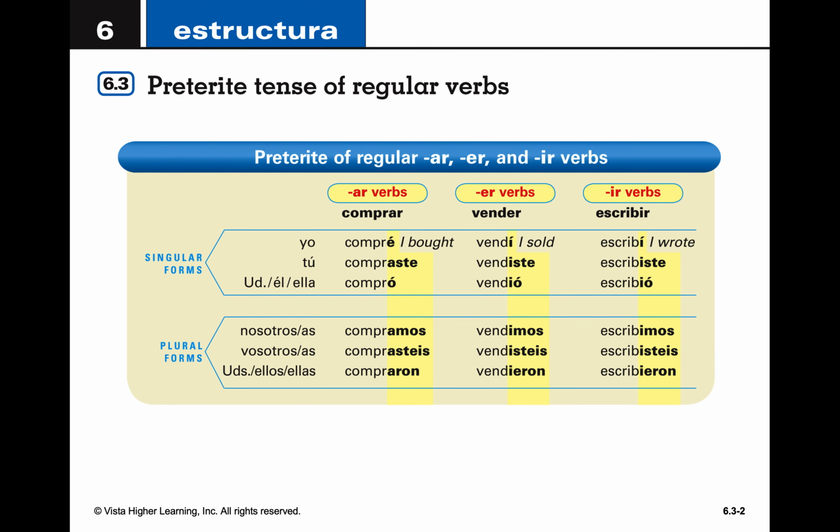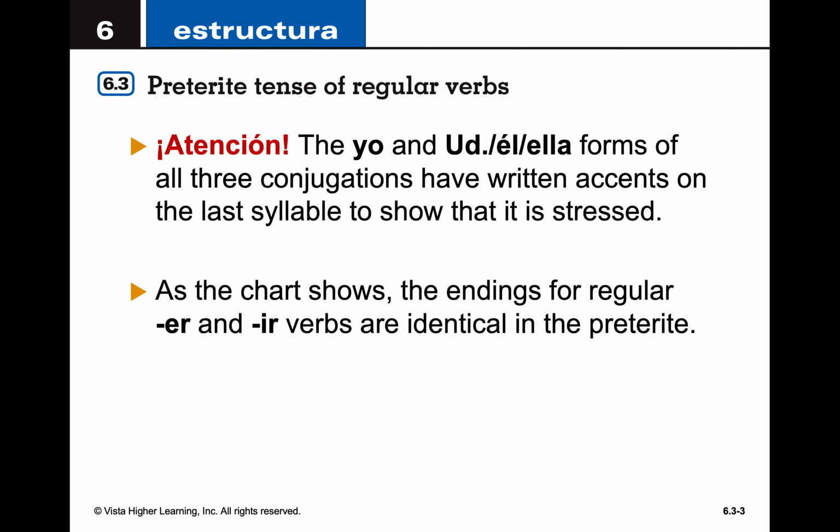When I'm looking at regular AR, ER, and IR verbs, I'm simply going to take off the ending and add the endings: é, aste, ó, amos, asteis, aron to the AR verbs. And then the ER verbs, you'll notice, match the IR verbs for the different conjugations of those tenses. So you don't have to learn three separate endings. It's really AR verbs, then ER/IR verbs.